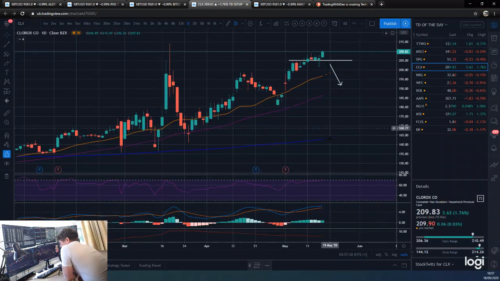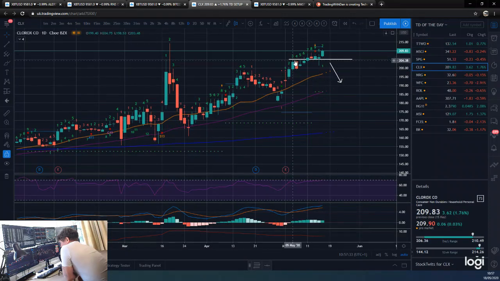Clorox, again, it's pretty much the same. Same 9 break below, potentially a sell trade in there. Yeah, so we've looked at that.